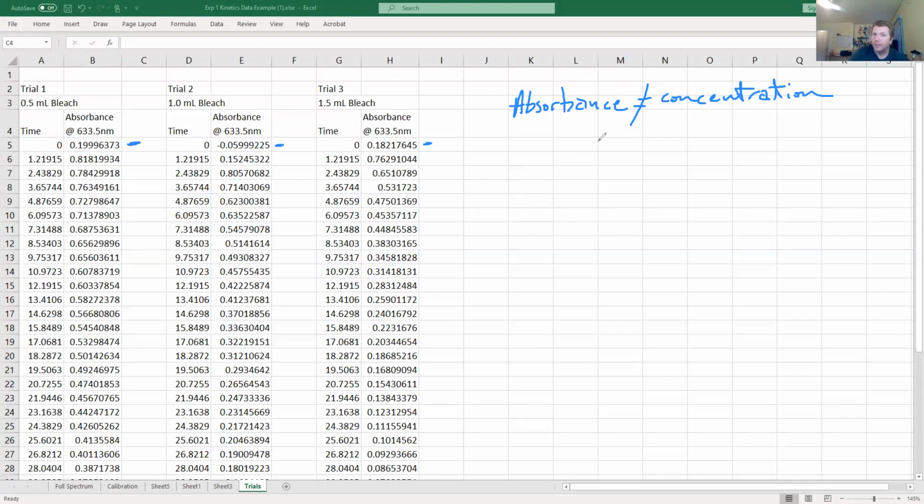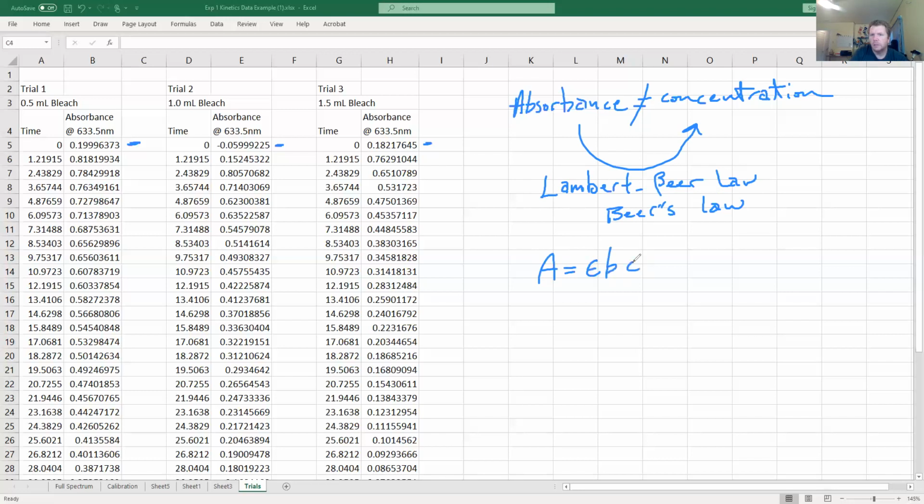Now, you can correlate an absorbance to a concentration by using the Lambert-Beer law, aka Beer's law. And Beer's law is A for absorbance is equal to epsilon BC. Now, if we want to get concentration, what we can do is manipulate, sorry, let me switch colors on my pen. What we want to do is capture what that value is. So we can do the algebra to rearrange this equation.